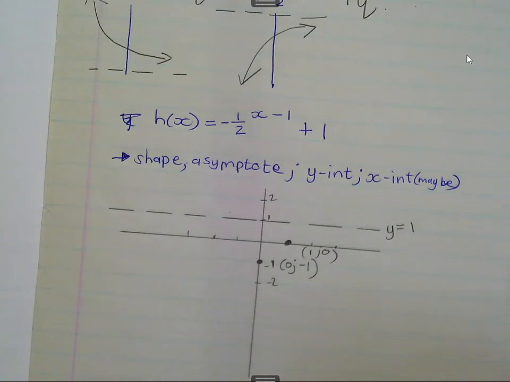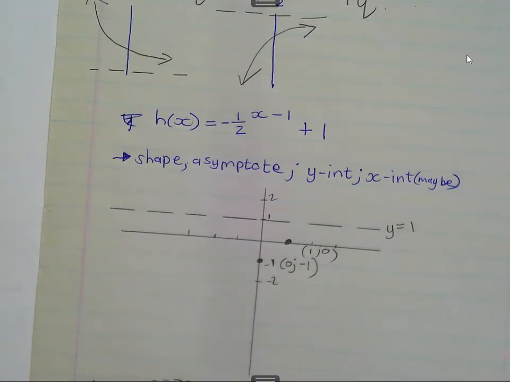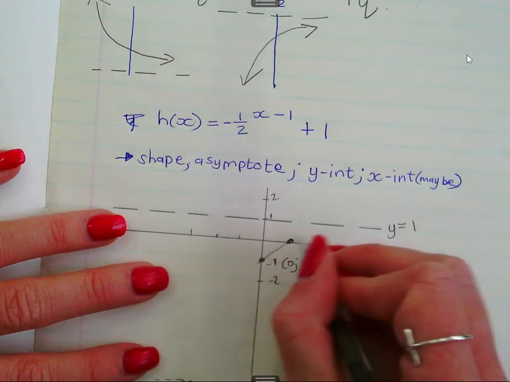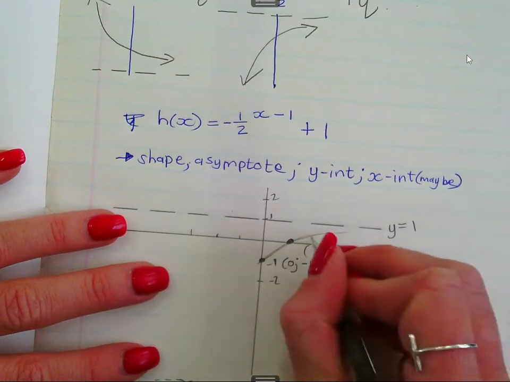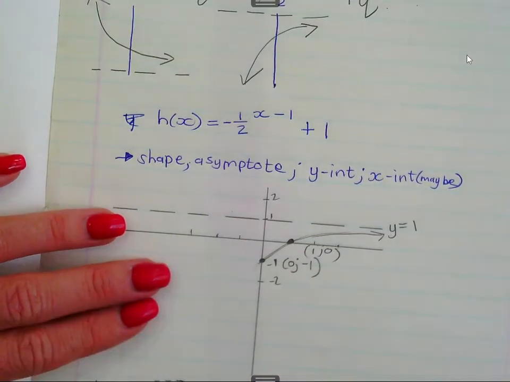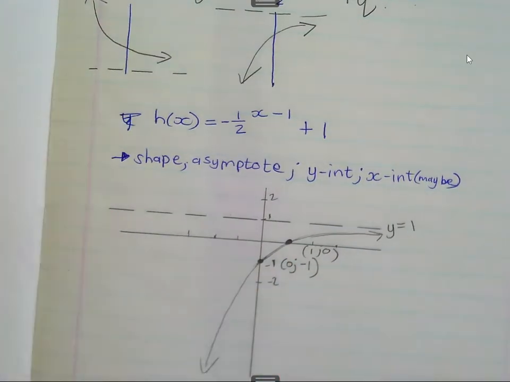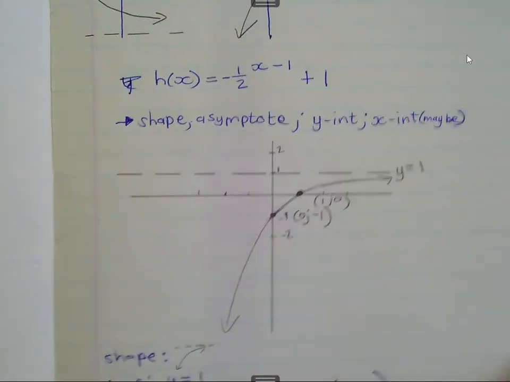And now I don't need anything else because I know what my shape is supposed to be. I don't have any other critical points, no other place where this graph cuts anything else. So all I'm going to do is join these 2 points, the main ones that I have. This one nearest to the asymptote, and then it goes down. And there I've drawn the exponential function.